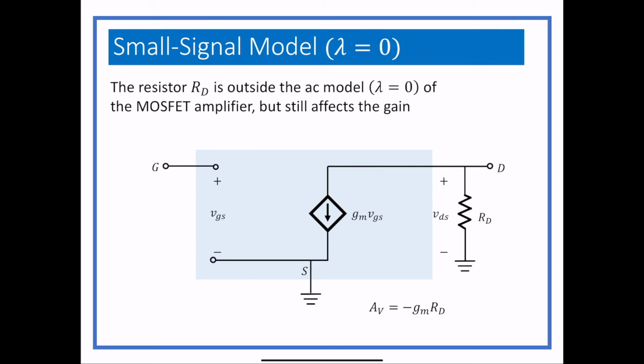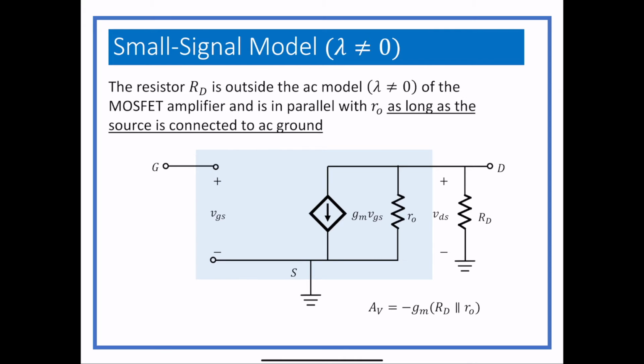And the gain is minus GM RD. So if we have lambda equals 0 and no RO, we just put RD out from the drain to ground because the source is grounded, and we're done. And then we can analyze the circuit as needed. If we have a model where lambda is not 0, we add in RO. And RD is in parallel with RO as long as the source is connected to ground. If it's not connected to ground, that's when we use the T model and we have a completely different analysis.